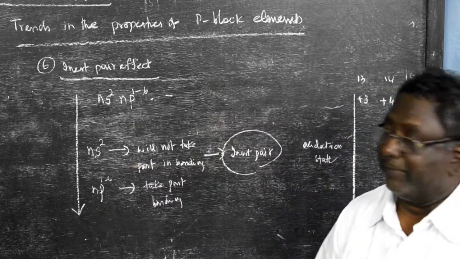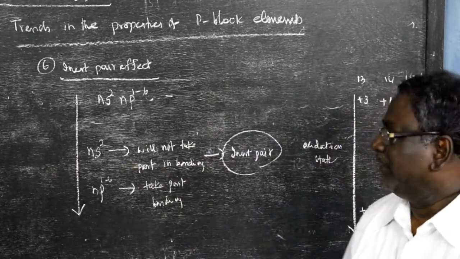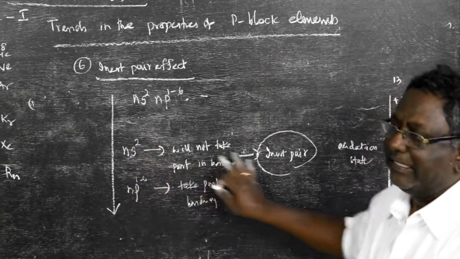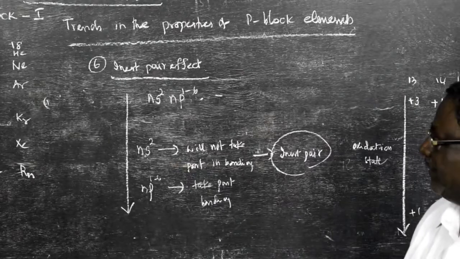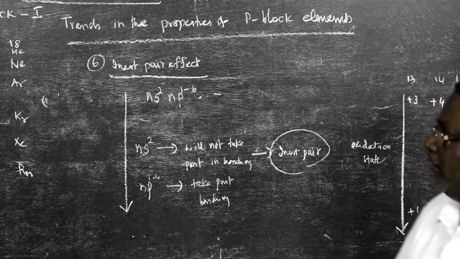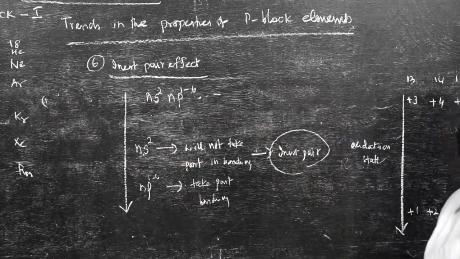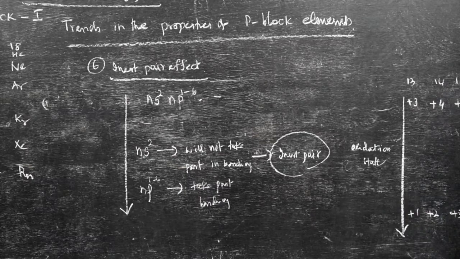Therefore, what is the inert pair effect? In the p block, when you go down the group, in the valence shell, the ns2 electrons will not take part in bonding. Only np electrons will take part in the bonding. These ns2 electrons are inert in nature, and this effect is called the inert pair effect. Because of that, the oxidation state down the group will decrease.